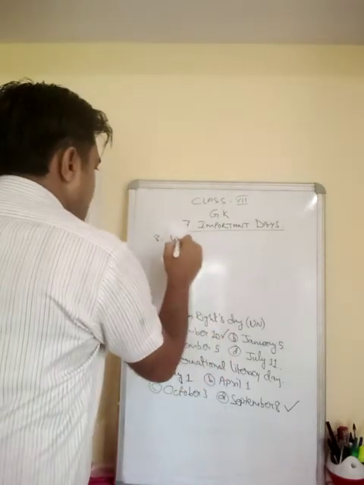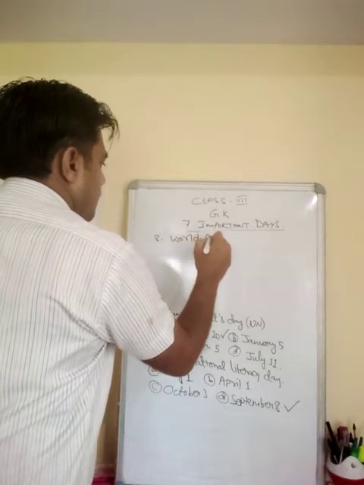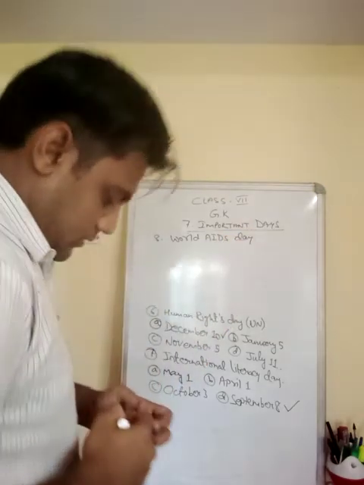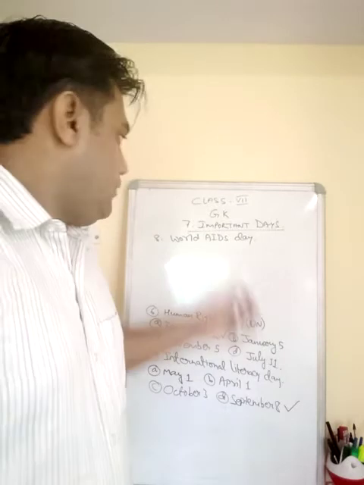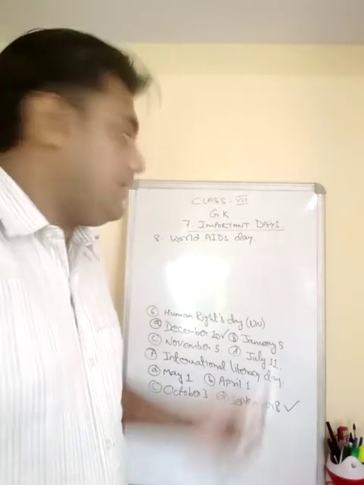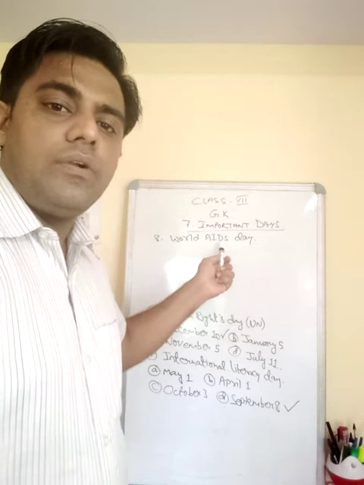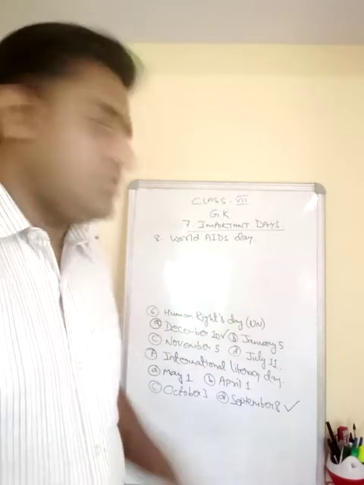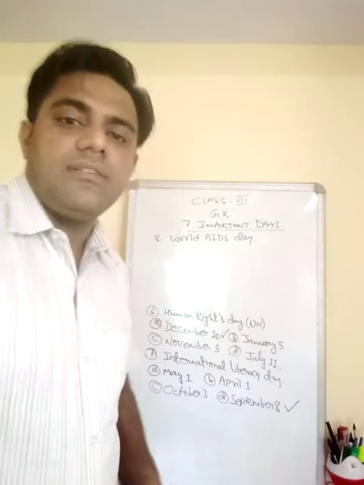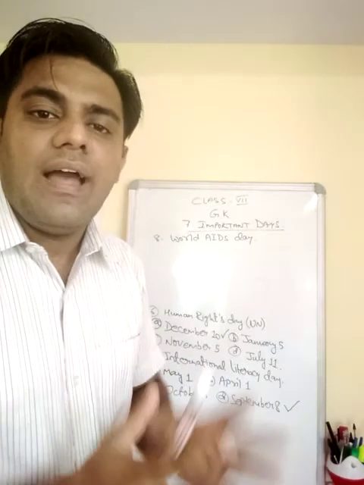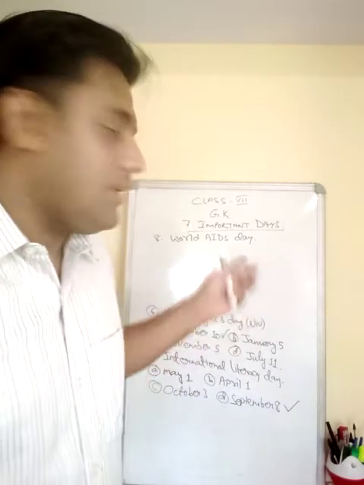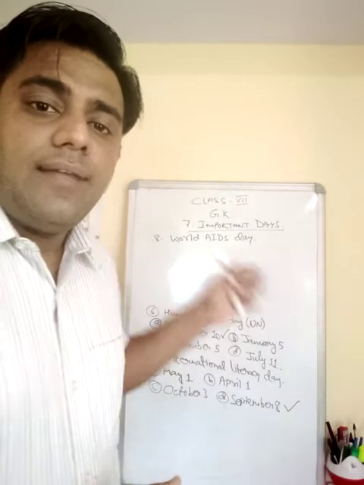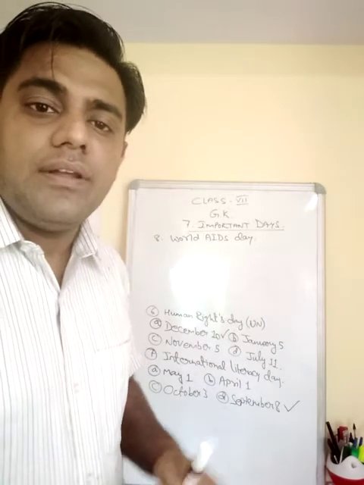World AIDS Day. Children, as you know, AIDS is a disease. The full form of AIDS is Acquired Immunodeficiency Syndrome. A for acquired, I for immuno, D for deficiency, S for syndrome. A very dangerous disease, the medicine for which has not been developed yet. It has resulted in a lot of deaths all around the world. But as there is no medicine for it, the only thing that can be done is prevention.